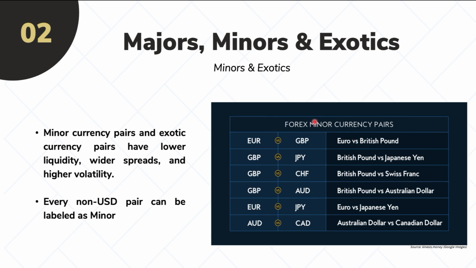Then let's talk about the minors and the exotics. Minor currency pairs and exotic currency pairs have lower liquidity, wider spreads, and higher volatility. That makes these pairs still good to trade, but the majors just move cleaner and better. What you can remember from this is every non-USD pair can be labeled as a minor. Here you see no USD currency. You have the euro against the pound, against the Japanese yen, pound against the Swiss franc. So the non-USD pairs are the minors.